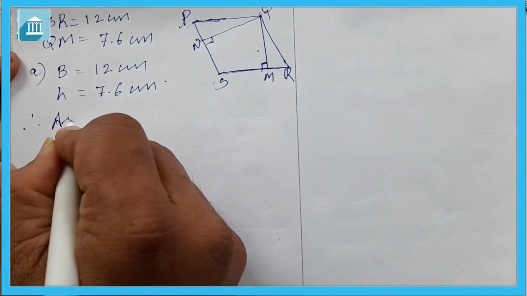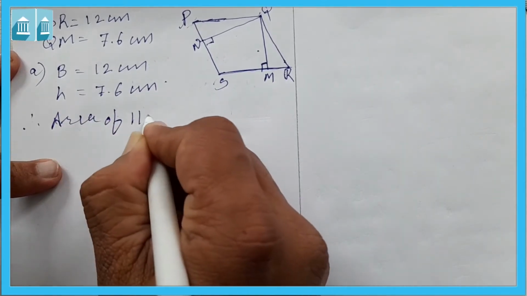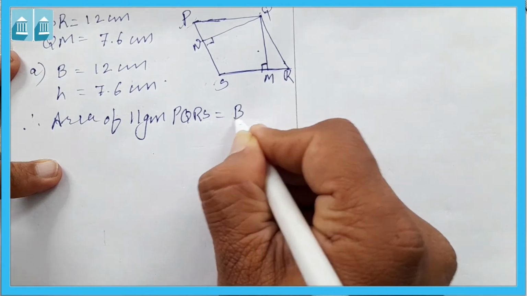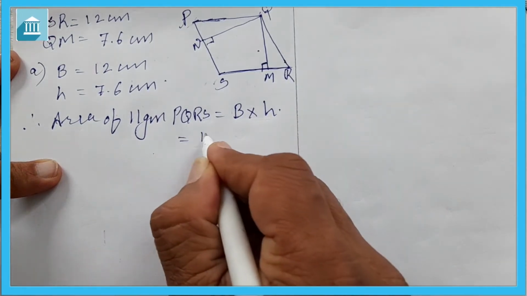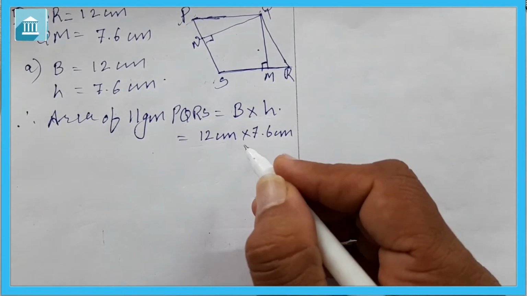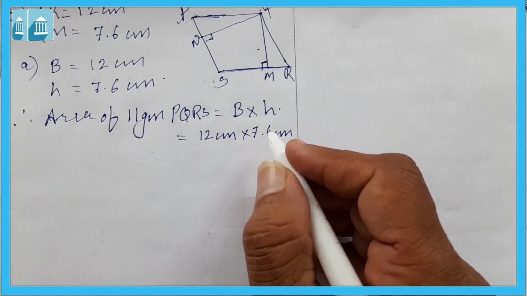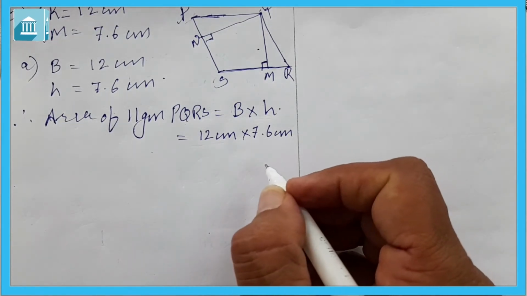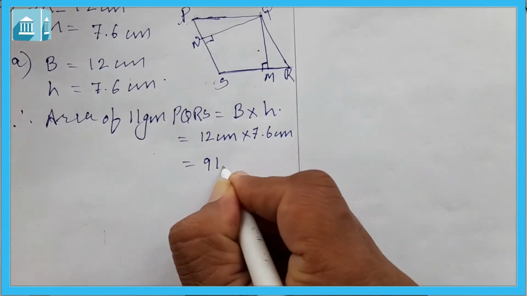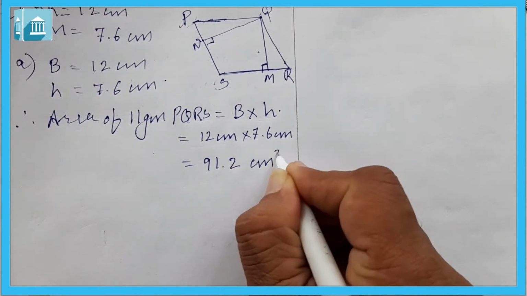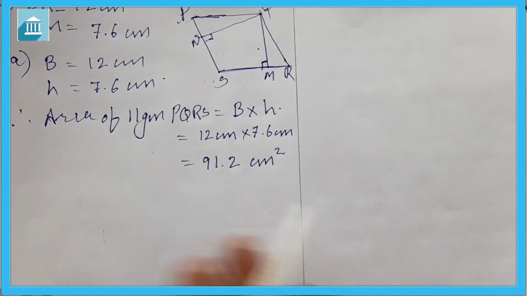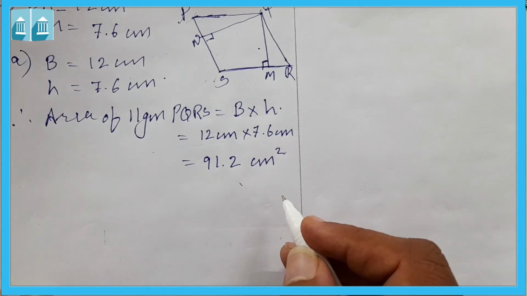Therefore area of parallelogram PQRS is equal to base into height, which we can say 12 centimeter into 7.6 centimeter, which is equal to 12 multiplied by 7.6, which we can say is equal to 91.2 centimeters square. So first we got here 91.2 centimeters square. Area of parallelogram PQRS is equal to 91.2 centimeters square.